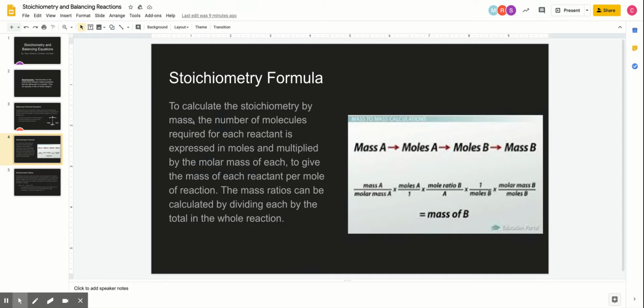Stoichiometry formula. To calculate the stoichiometry by mass, the number of molecules required for each reactant is expressed in moles and multiplied by the molar mass of each to give the mass of each reactant per mole of reaction. The mass ratios can be calculated by dividing each by the total in the whole reaction.